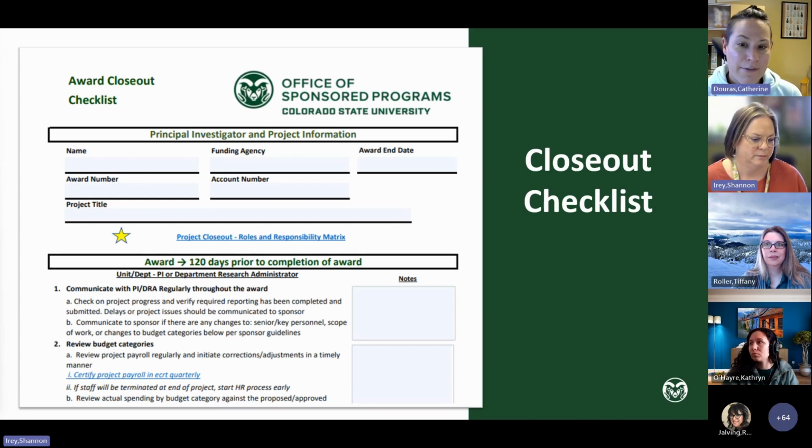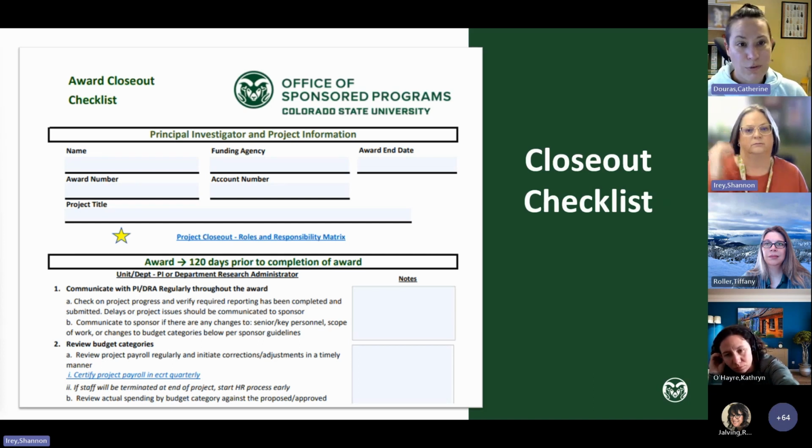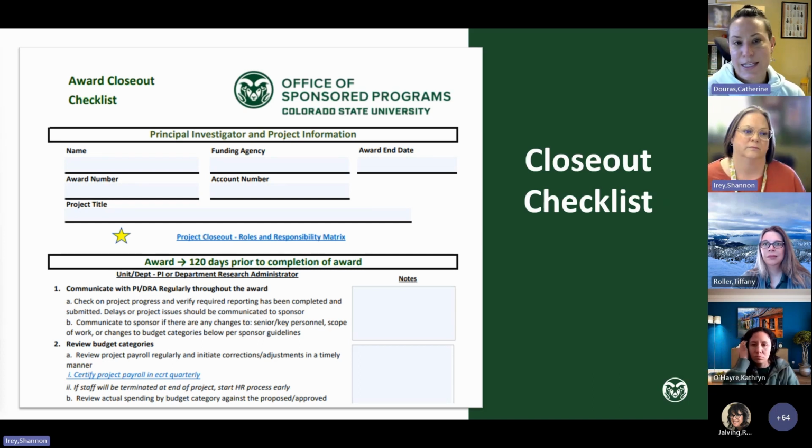So we do have a closeout checklist on the sponsored programs website. Shannon just popped that in, and we'll show you where it is on one of the next slides. It's not a requirement. This is really a reference, a tool for you. It's something you can start looking through if you know that you have awards that are coming to an end. It walks you through 120 days, 90 days, 60 days, 30 days out, things for you to start thinking about.